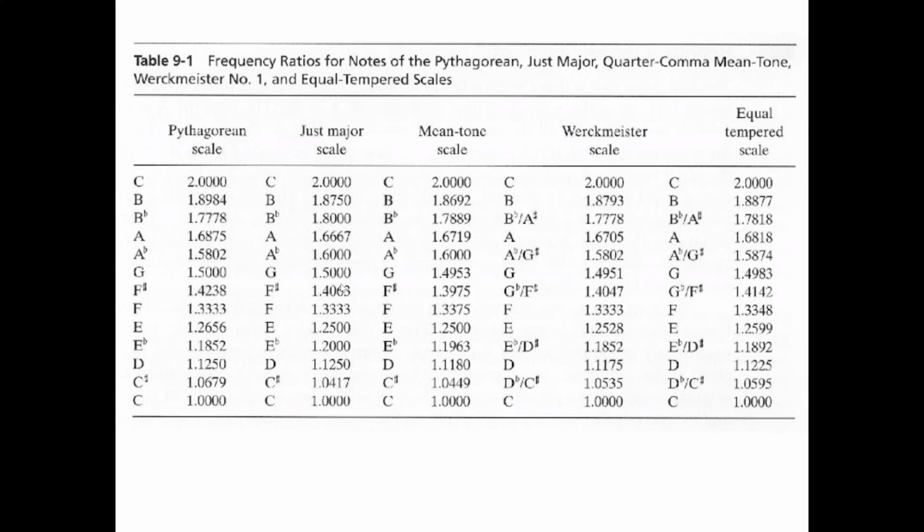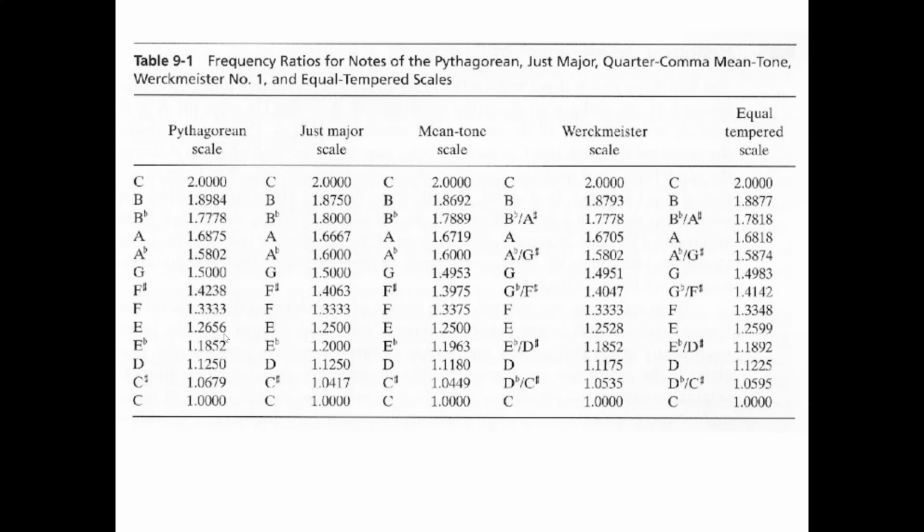So again, lots of numbers. Don't really need to remember the numbers, other than your octave being 2 to 1, your perfect fifth being 3 to 2, your perfect fourth being 4 to 3, and your major third being 5 to 4. Those are the numbers that matter. These other ones for different temperaments, you're not going to get asked what is the temperament or the frequency ratio of a major third in the Pythagorean scale. You're not going to see that.